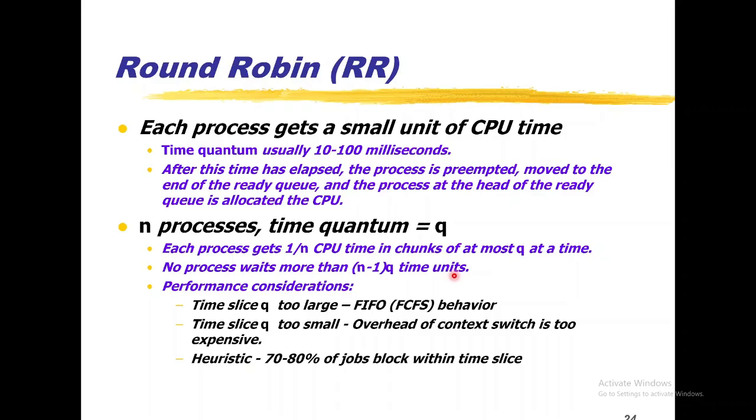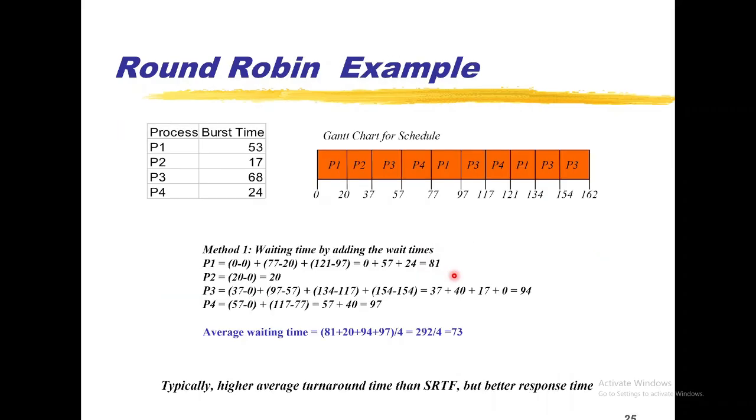80 to of 40% blocked within time slice. That means we are looking at picking a time slice that will ensure that at least 80% of the jobs are done, all right, in a faster way.